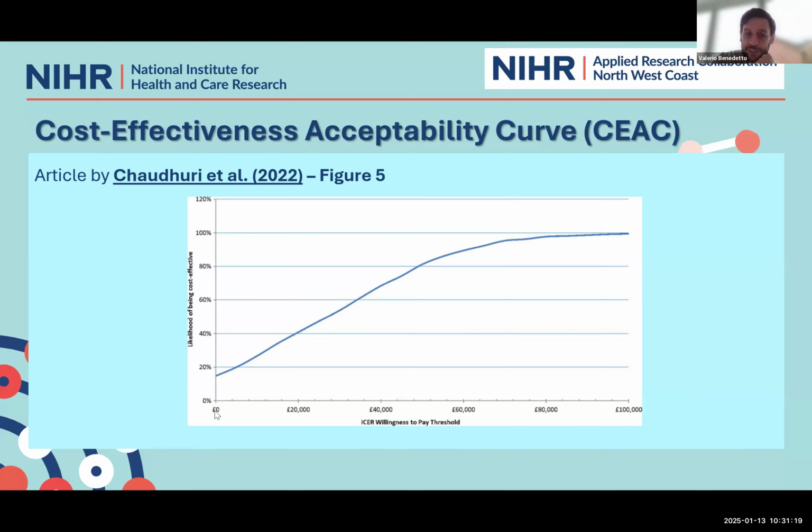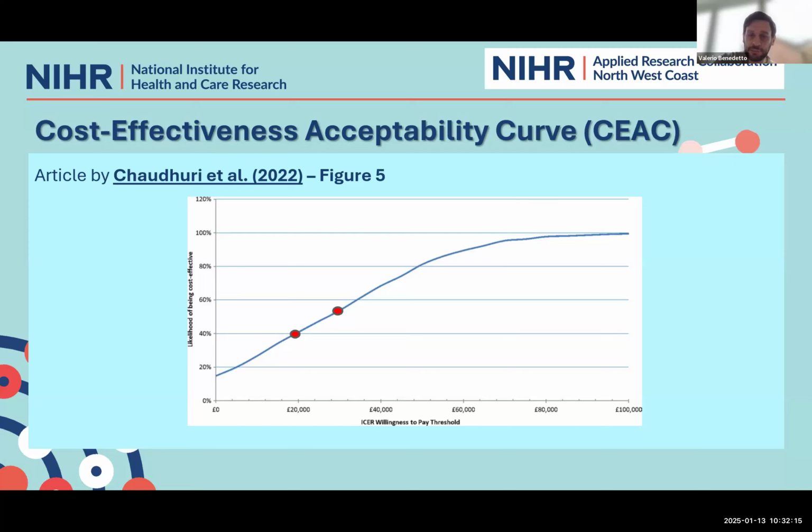So that means if we have a willingness to pay which is equal to 0, so we don't have any budget at all, there is a 17% probability of the intervention being cost saving. So there is a 17% probability that we will save money by implementing the intervention. As we increase the budget, or as we increase our willingness to pay threshold, the probability of the intervention being cost effective increases and increases. In particular, for the NICE threshold, at £20,000, the probability of the intervention being cost effective is about 40%. At £30,000, it is 55%. And if we have an even larger threshold, then the probability will be even bigger.